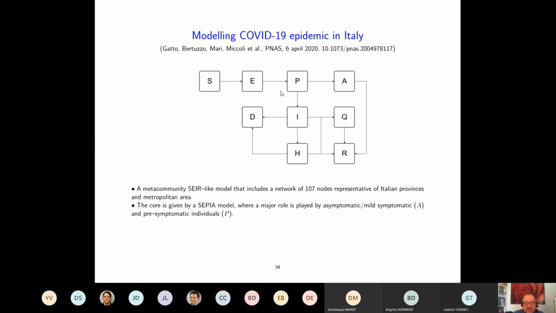And in these models, a special emphasis is devoted to the class of pre-symptomatic individuals, which seems to play a major role in the transmission of the disease. So here you have susceptibles, exposed ones, so latent individuals, then you have post-latent or maybe pre-symptomatic individuals. Then you have this class, which is asymptomatic or mild symptomatics, so they are together. These ones are infectious, severely infected people that can die or maybe be hospitalized, and this is quarantine and this is recovery.